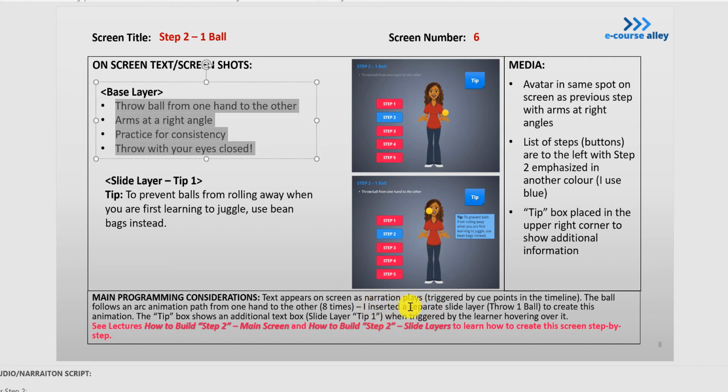And I have inserted a separate layer for this ball to show how it's thrown from one hand to the other. And the tip box is also a separate layer. It's called slide layer tip 1, which will be triggered when the learner hovers over it. So we'll get to the slide layers later, but this video is just going to focus on creating the main elements.